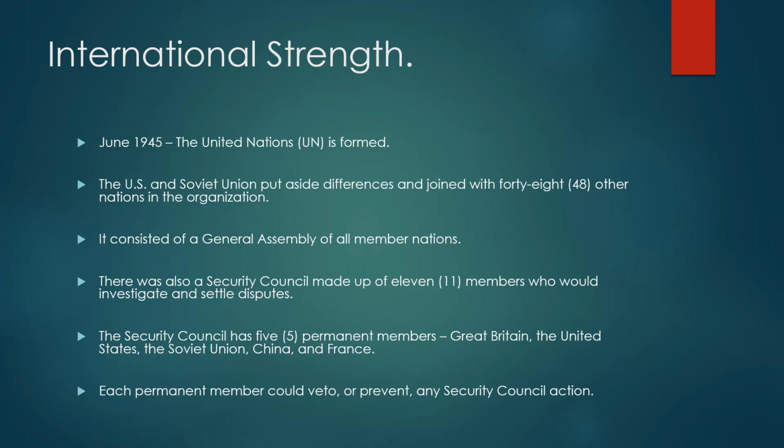Each permanent member could veto or prevent any Security Council action. So if Great Britain disagrees with what the other countries in the Security Council want to do, they can veto that action. That's to prevent countries from forming an alliance to create a war again.